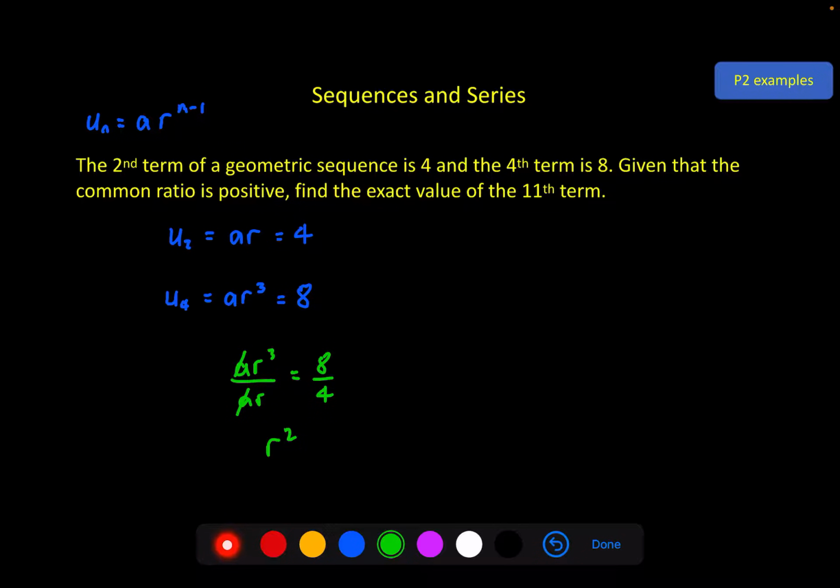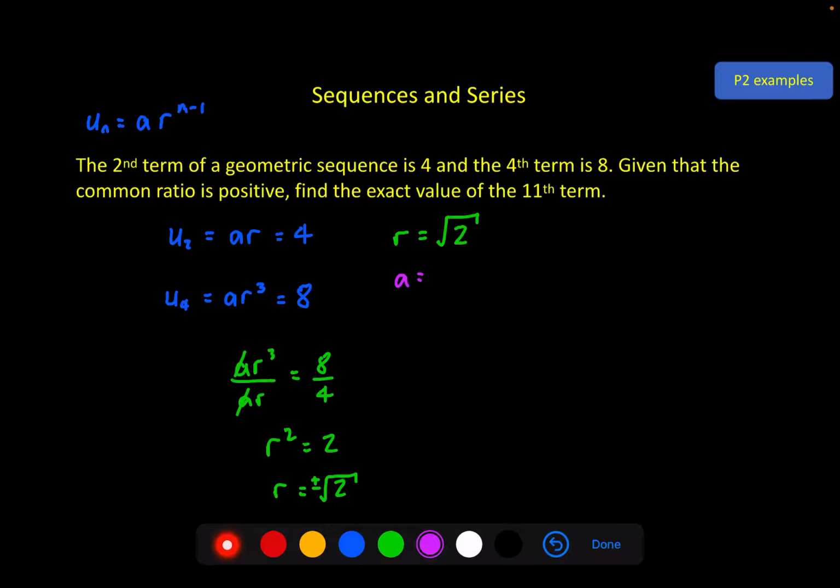And I get r squared must equal 2. So r is equal to plus or minus the square root of 2. However, they've also said, given that the common ratio is positive, so I can go one step further and say that r is specifically the square root of 2. Then find the exact value of the 11th term. Well, if I know r is equal to the square root of 2, then I can use this bit of information to find a.